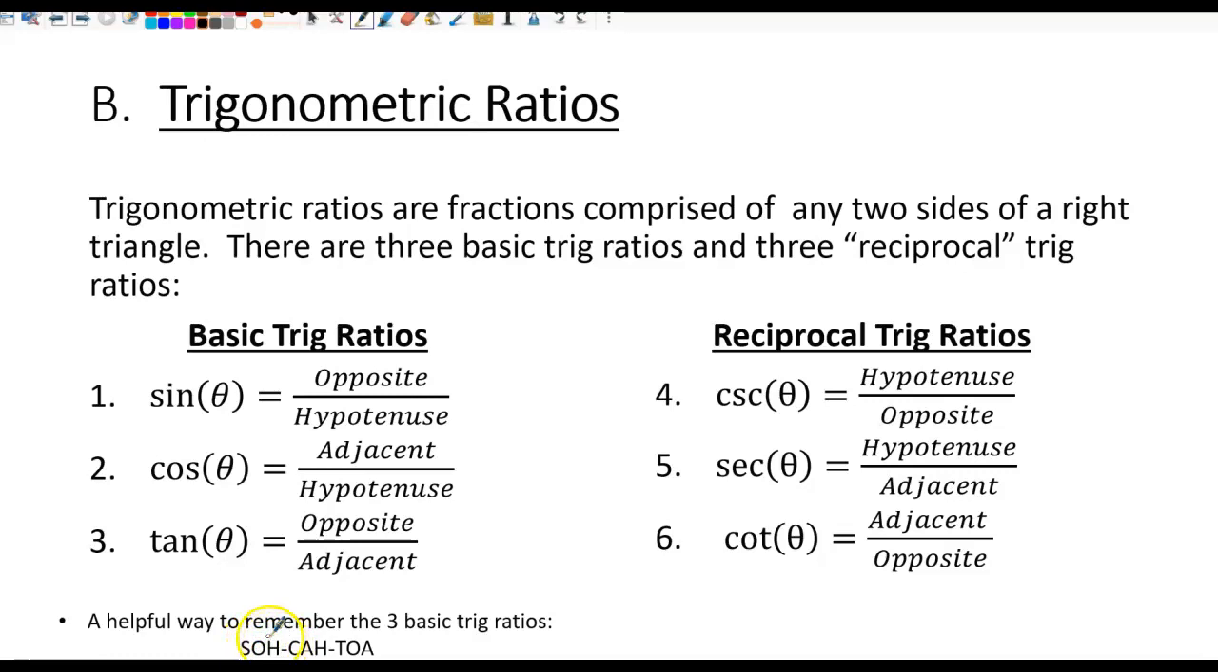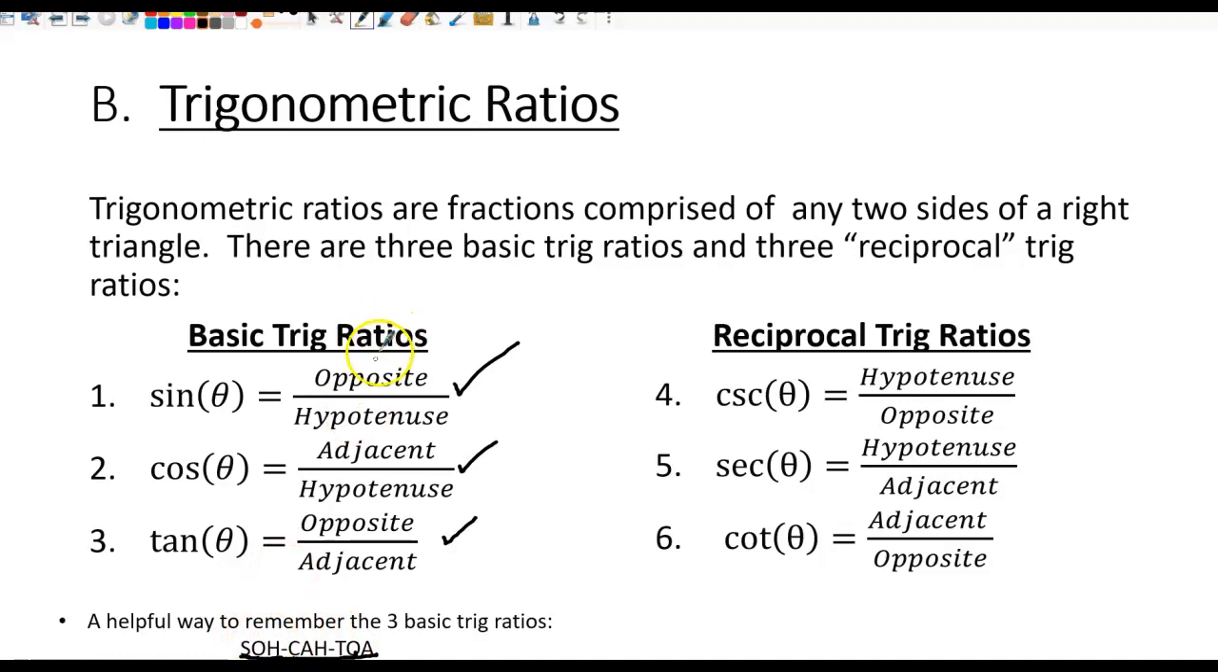The SOH means that sine is opposite over hypotenuse. The CAH means that cosine is adjacent over hypotenuse. And the TOA means that tangent is opposite over adjacent. In this little memory device, the first letter represents the name of the trig ratio, sine, cosine, or tangent.